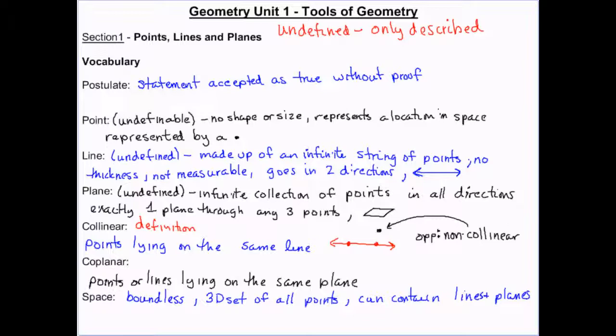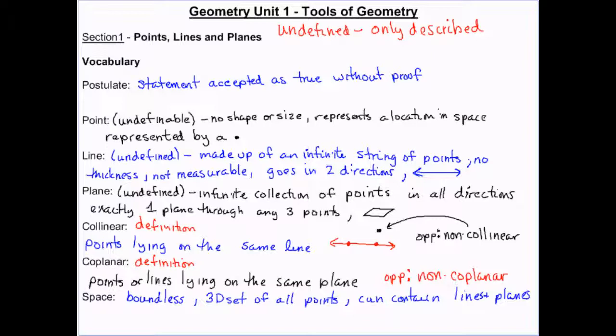And then we have coplanar, which is another definition. We have points or lines that lie on the same plane. So if you have your piece of paper and that's a plane and you draw some lines on it, they're on the plane, so they would be coplanar. And you could draw a dot and a line on it, they'd be coplanar. But if I took a different piece of paper and I had one piece of paper with a line on it and then this other piece of paper up above it with a line on it, these would not be coplanar because they're not on the same plane. It's really hard for me to draw that, so I'm not going to try.